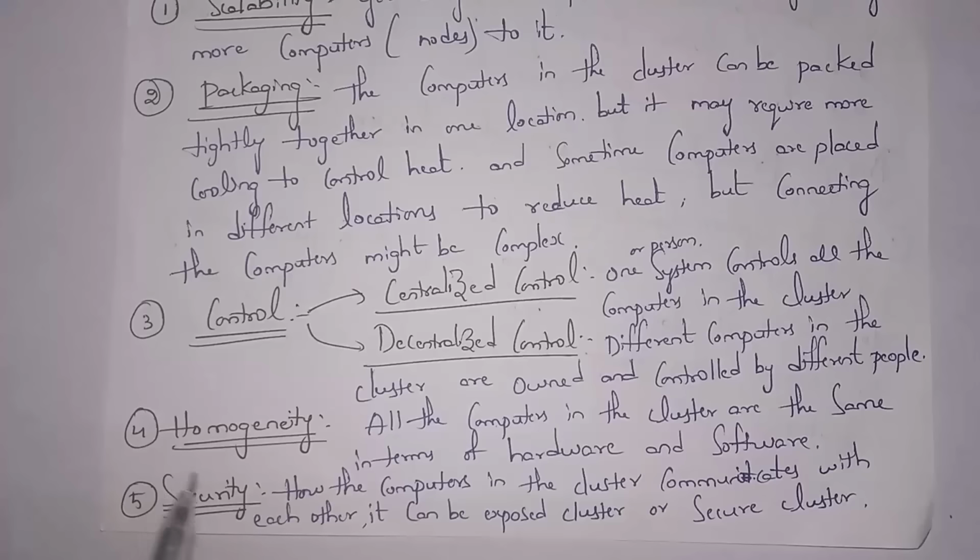And the fourth one is homogeneity. That means all computers are of the same type in terms of hardware and software. And the fifth one is security. In cluster computing, all computers are connected to each other through a network. So we must keep data secure. If there is no security, then we call it an exposed cluster.